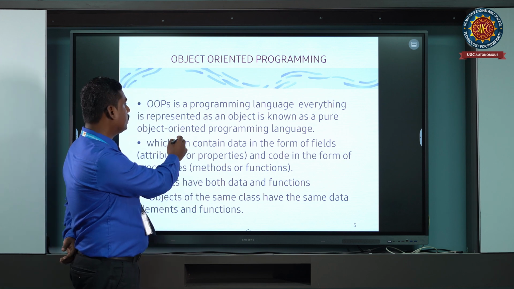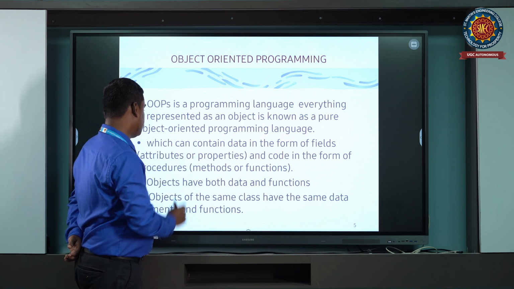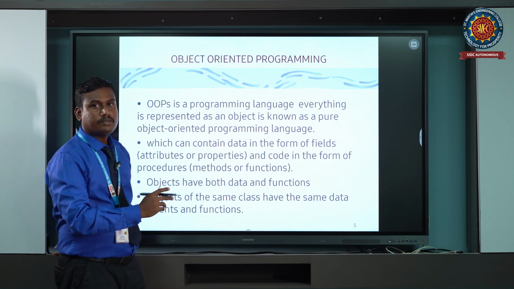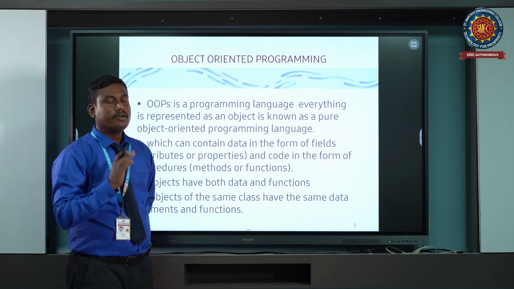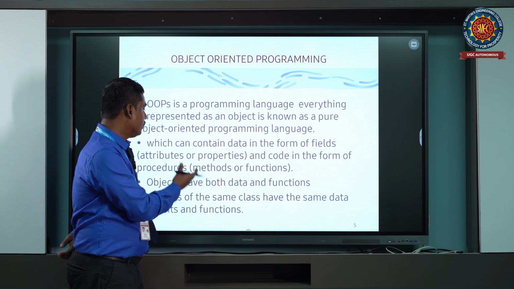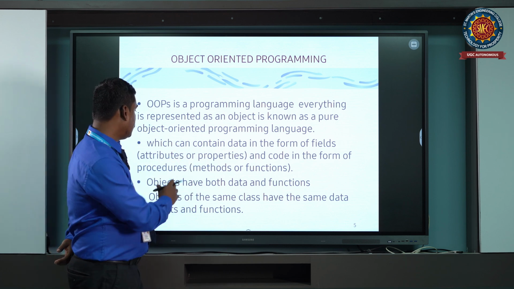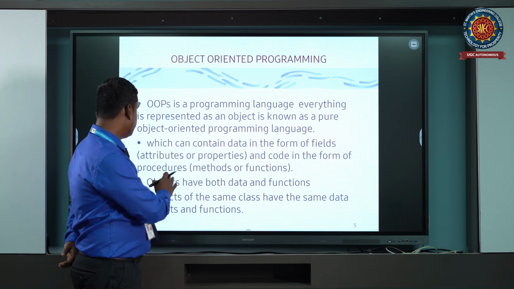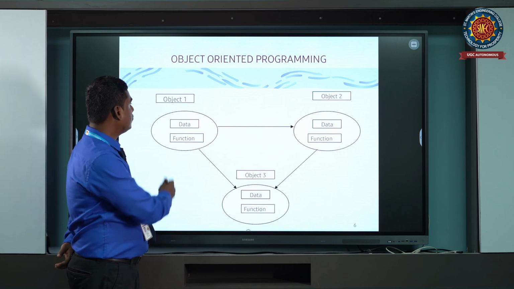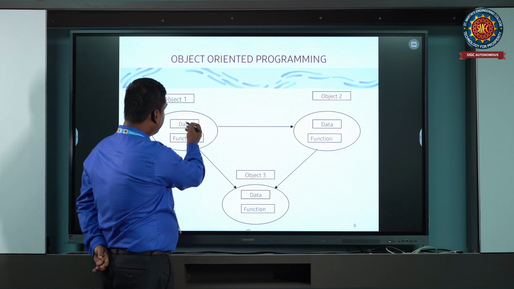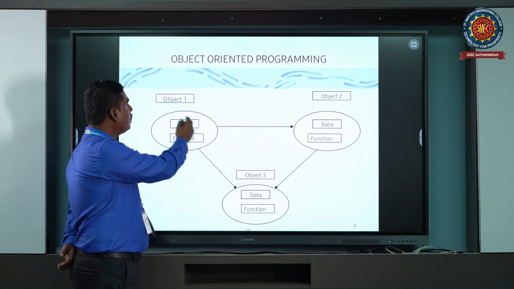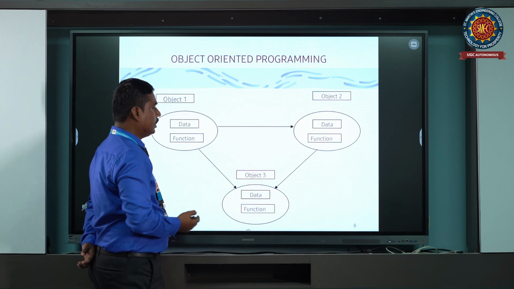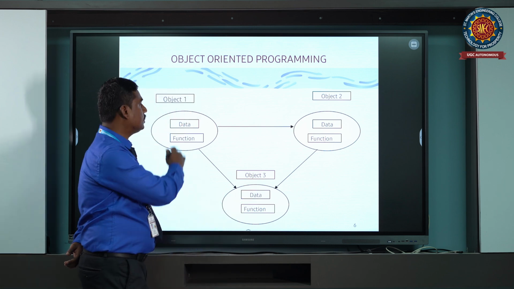In object oriented programming, everything is considered an object, with attributes and properties. An object has both data and functions. In structured programming we have functions and data, and the processing happens under the functions. Here we create objects, and within each object we have data and functions. For example, object 1 has data and functions, object 2 also has data and functions, and object 3 has data and functions. Each is considered one object.